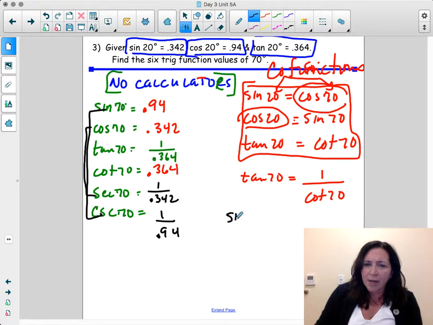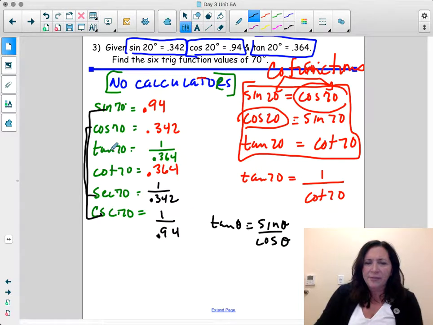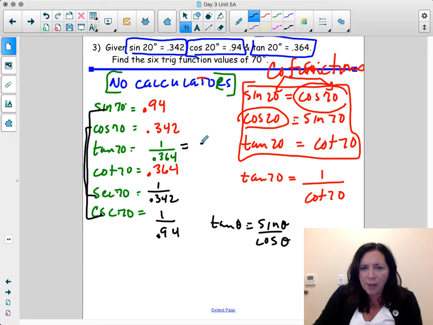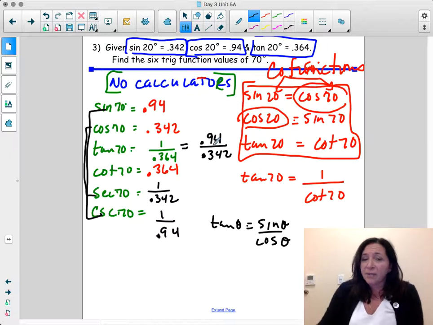Something to remember, and I know we talked about this in the last video, is another way of writing tangent. Tangent of an angle is sine of that angle divided by cosine of that angle. Well, if I'm looking at tangent of 70, then that's the same thing as saying sine of 70 divided by cosine of 70. So I also could write this over this.